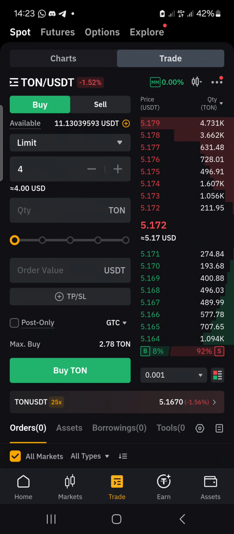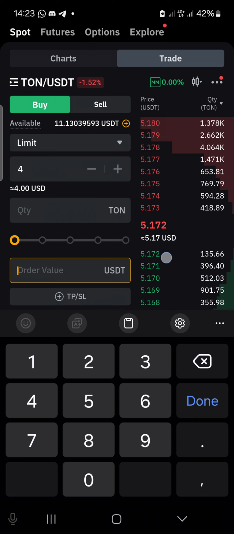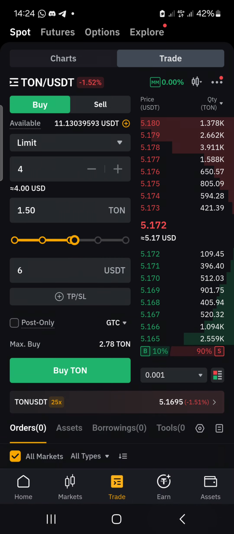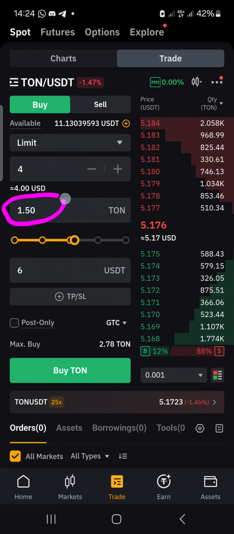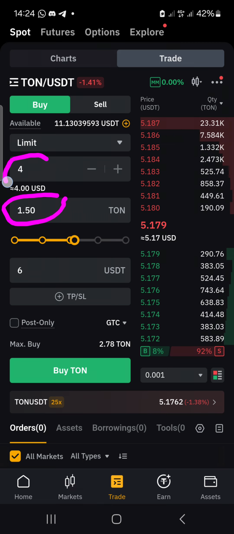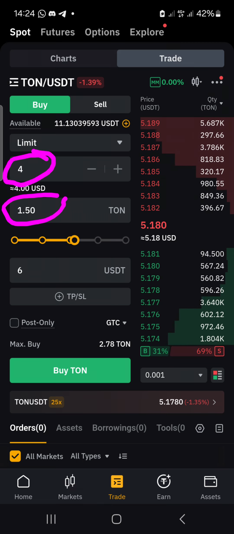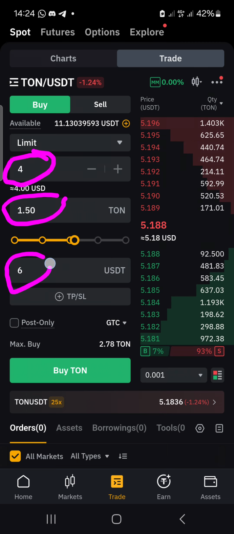So let's say we have $11 in our USD balance, and we want to buy with $6. So put $6 there. Now you'll be able to see how many TON you are going to be able to buy. Let me explain what this means. It means you're giving the market an order to buy TON for you when TON starts trading at $4 per TON, and you're telling the market, I want to trade with $6.